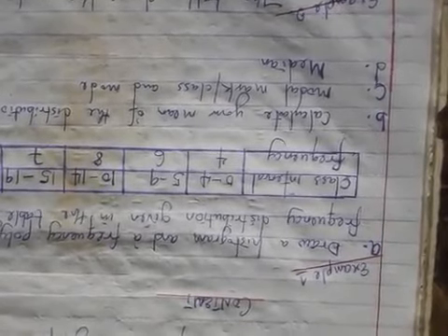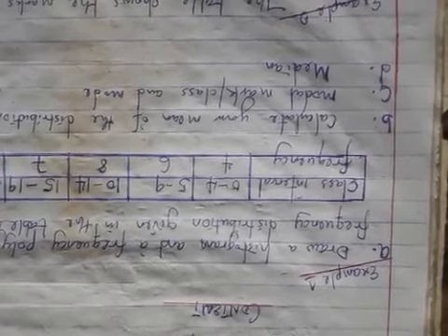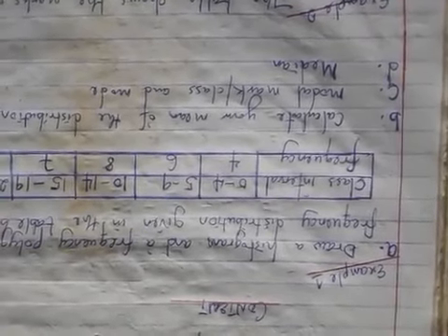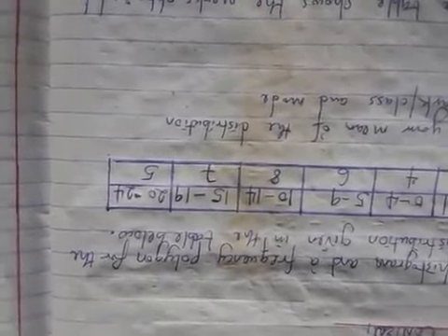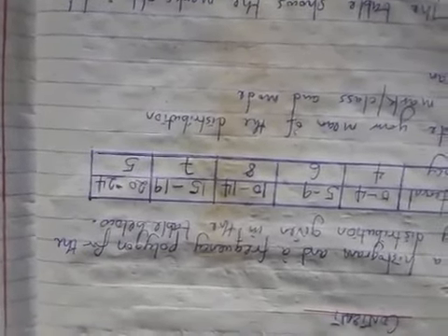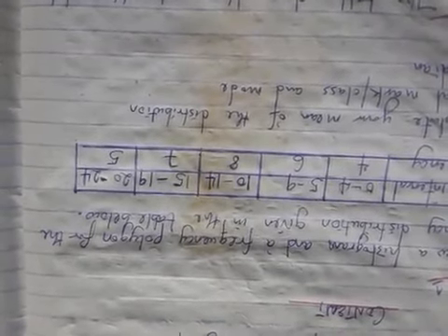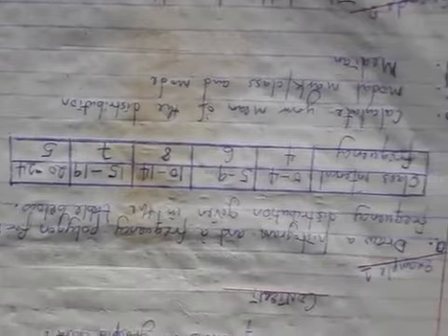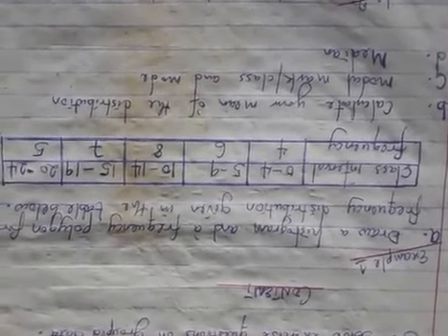Let's solve a question. This question says, as in your notes, example 1, draw a histogram and a frequency polygon. This is 2 in 1 for the frequency distribution given in the table below.